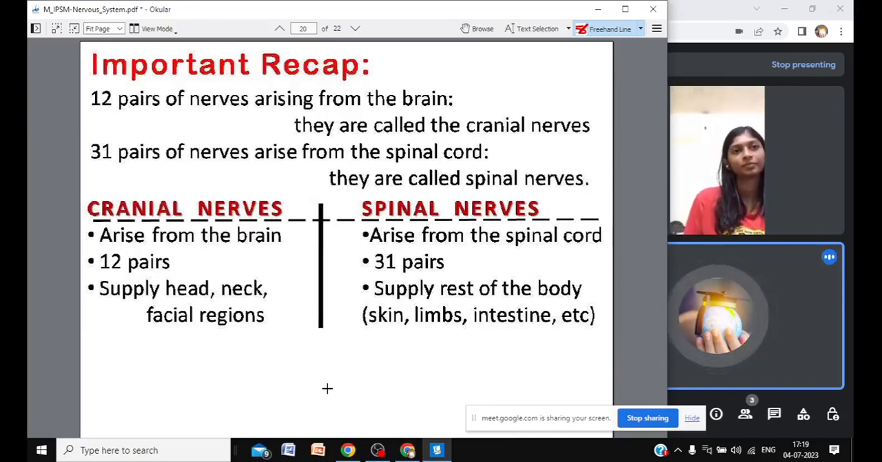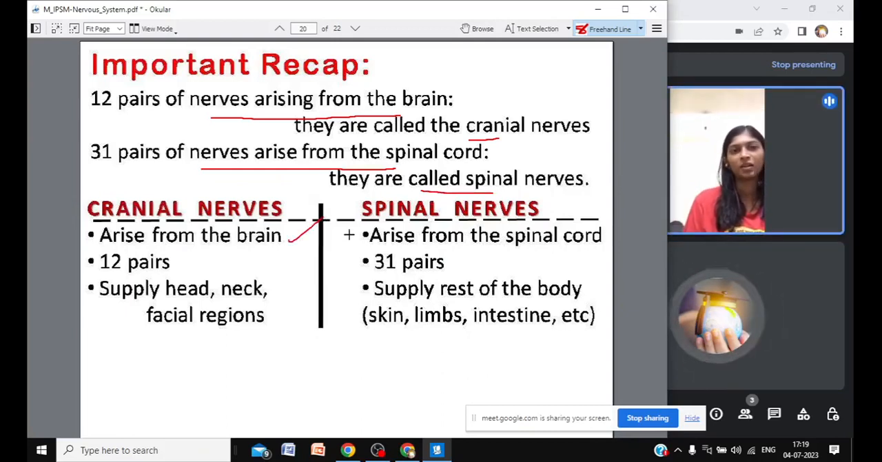So we have got, once again a recap, the difference between cranial nerves and spinal nerves. 12 pairs of nerves from the brain, cranial. 31 pairs of nerves coming out from the spinal cord, spinal nerves. So what is the first difference? Cranial nerves arise from the brain, and the spinal nerves arise from the spinal cord. Second, there are 12 pairs in cranial nerves, and there are 31 pairs in the spinal nerves.